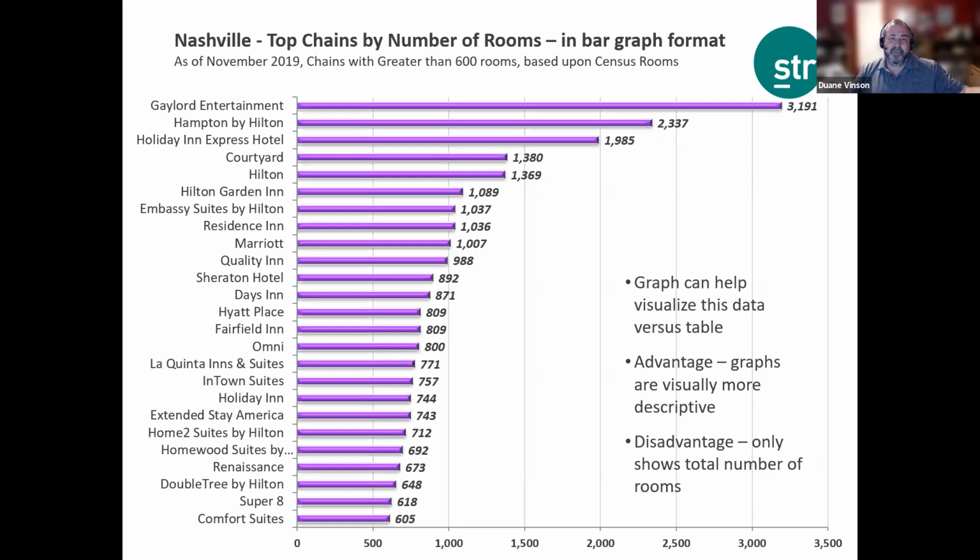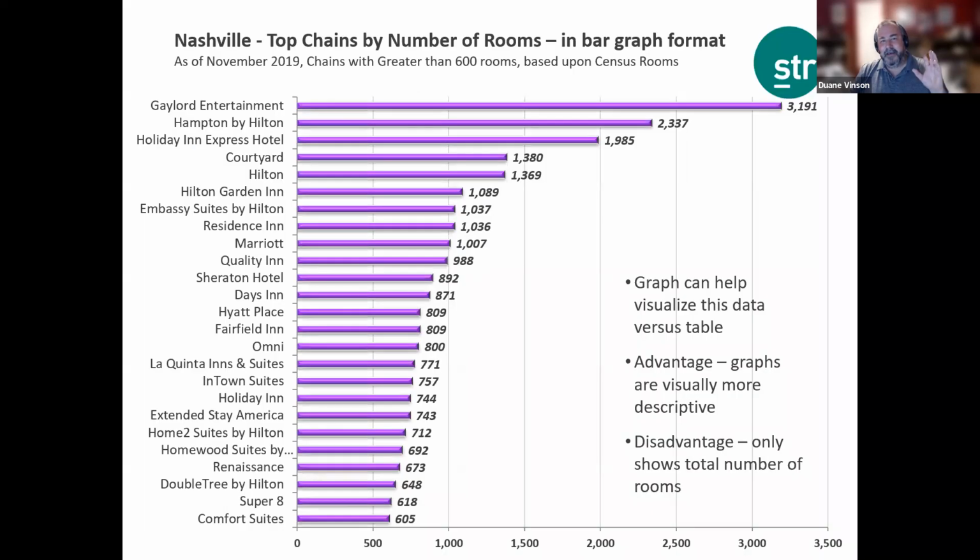This, of course, is the number of hotel rooms by chain represented in the Nashville market, ranked from the largest to the smallest. And we have a cutout here of 600 rooms or more. You can use either version, either a table format or a graph like this. Do not use both. There's no need. That's redundant. Okay. You can pick either though.